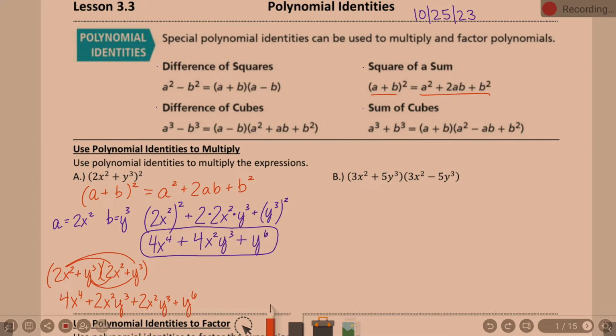Does that match up there? Yeah. I mean, I have to add my like terms there, don't I? But it matches, okay? That is the same as 4x to the 4th plus 4x squared y cubed plus y to the 6th. Okay, so it matches. The identities are something that can help you. They can help you with shortcuts. They're not something you have to use. Okay?